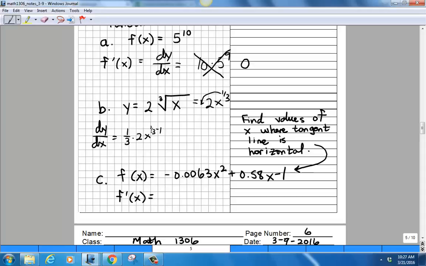So bring down the power, okay? And it doesn't matter if it's a fractional power at all. Bring it down in front, and then subtract 1 from it. So when you bring it down, you subtract 1 from it. So that is really correct. If you wrote that down on a test, that would be partial credit, because that is actually correct, okay?